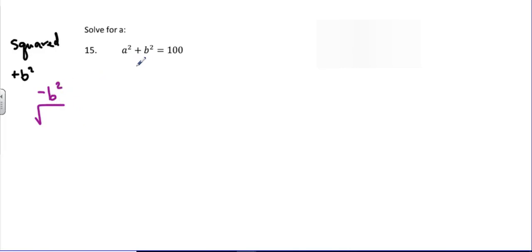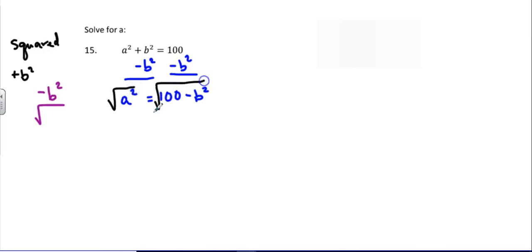Let's start by subtracting b squared, both sides of the equation. We have a squared equals 100 minus b squared. Now we want to take the square root of both sides of the equation. So it's the square root property of equality because you can take the square root of both sides of the equation here. So we'll get a equals a positive or negative square root of 100 minus b squared. And you might be asking yourself, why is it a positive or negative?